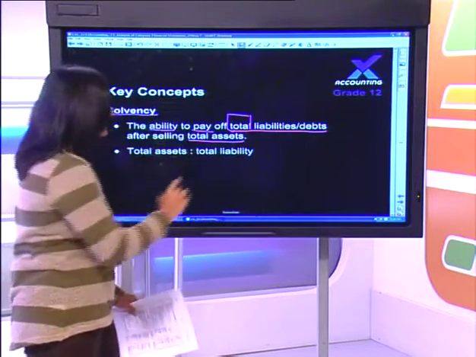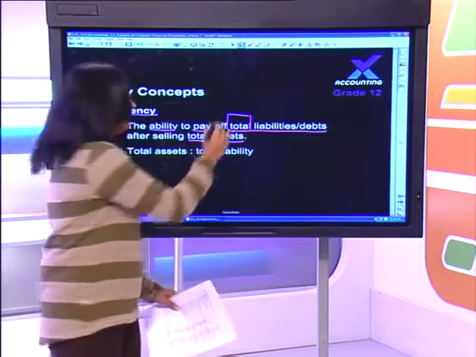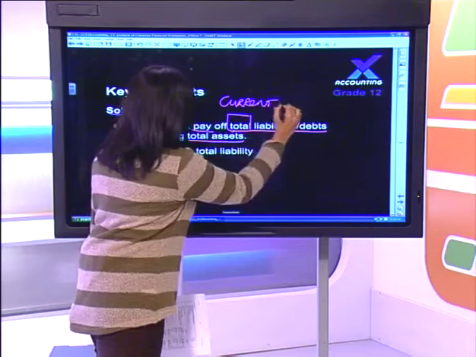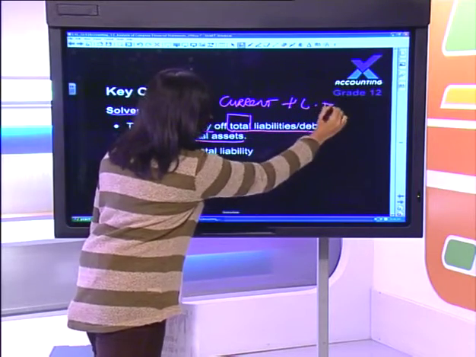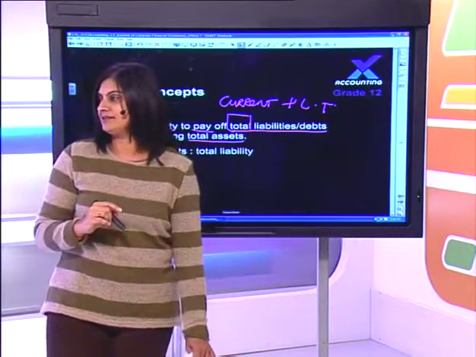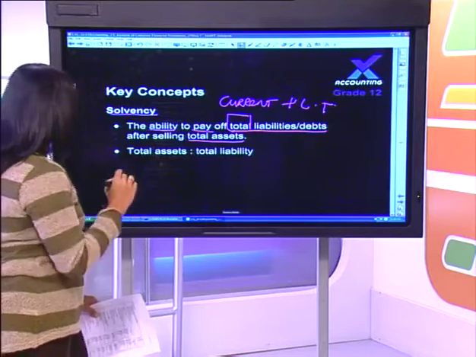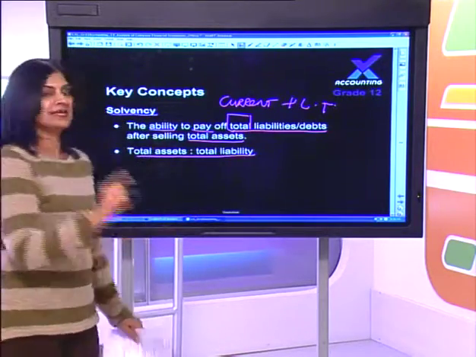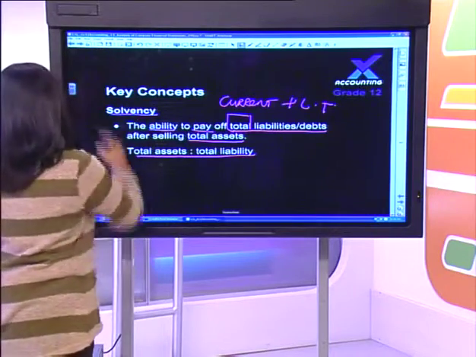But remember, solvency is total. Total means, can I pay current plus my long-term liabilities as well? Current plus your non-current liability. Right, under your solvency ratio, guys, there's only one ratio, and here we're comparing total assets to total liabilities.